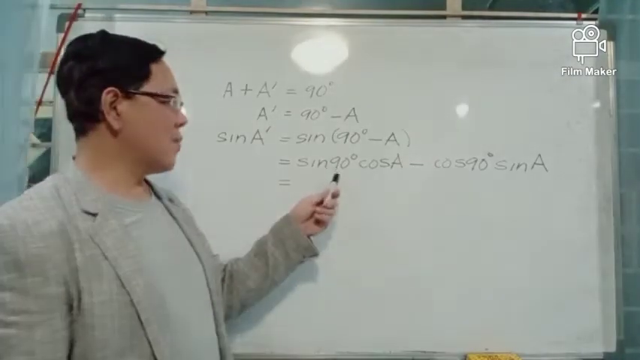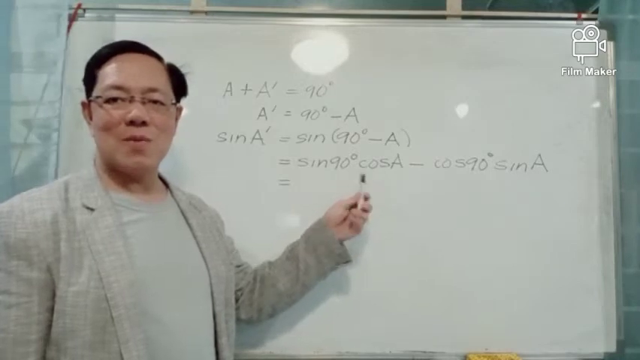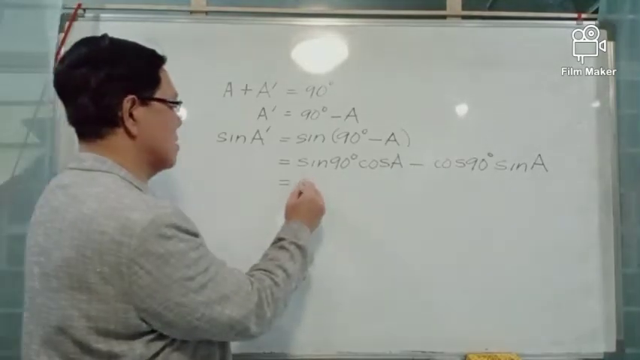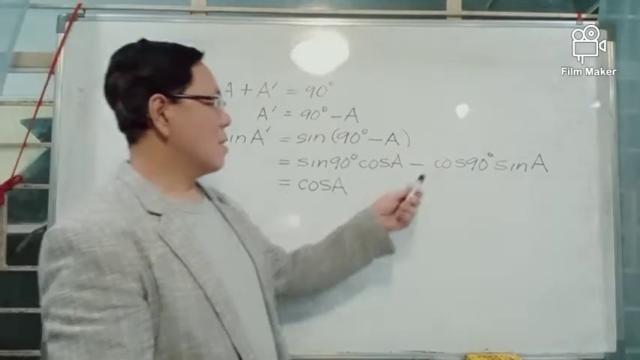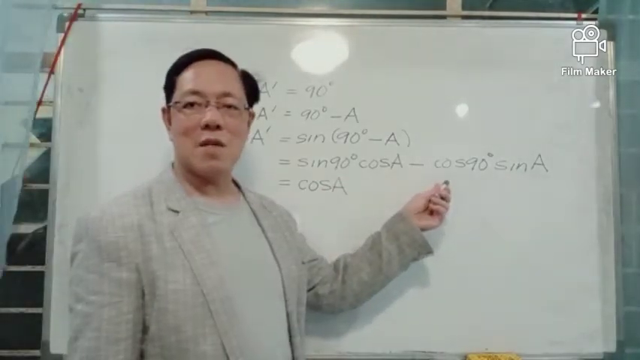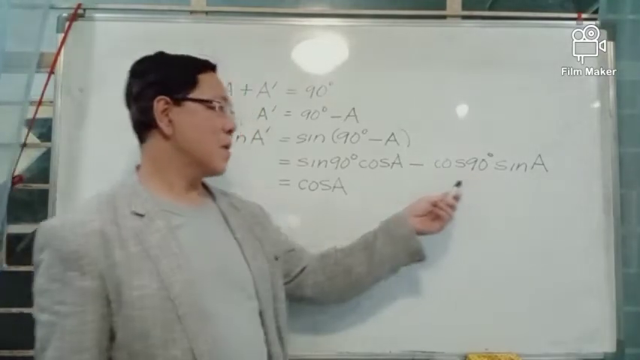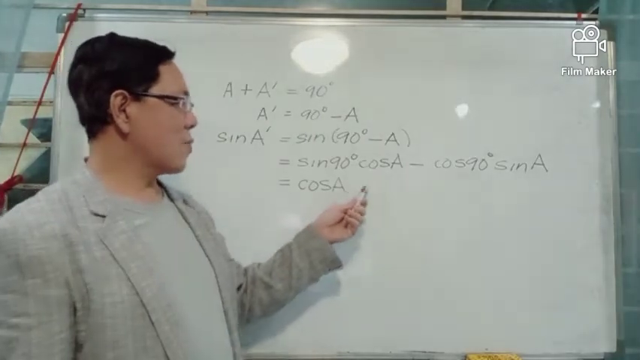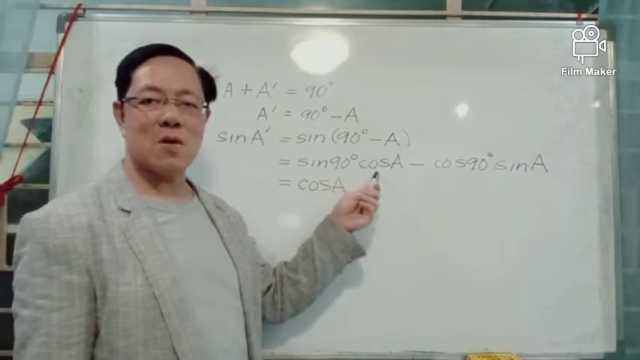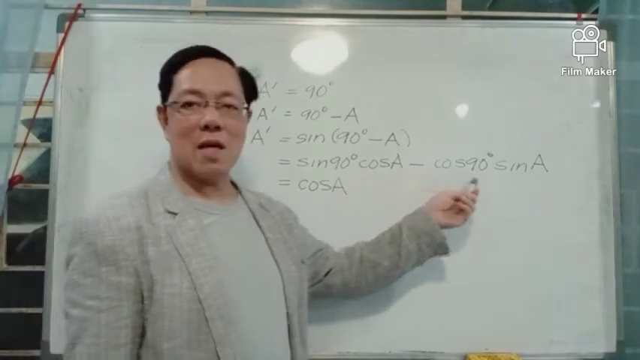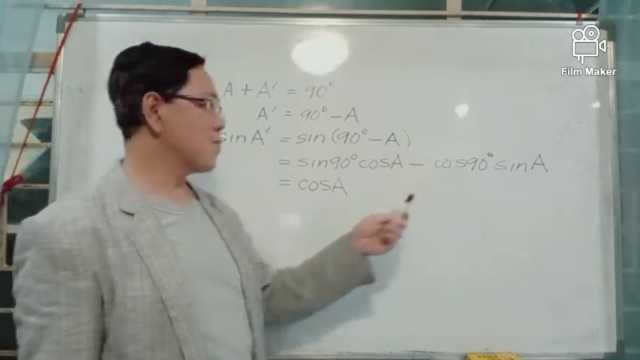But the sine of 90 degrees is 1, multiplied by cosine of A, we get cosine of A. And cosine of 90 degrees is 0. Multiplied by sine A, we get 0. So we get cosine of A. This is sine of 90 is 1, multiplied by cosine of A is cosine of A, minus the second term, which is 0, because cosine of 90 degrees is 0.